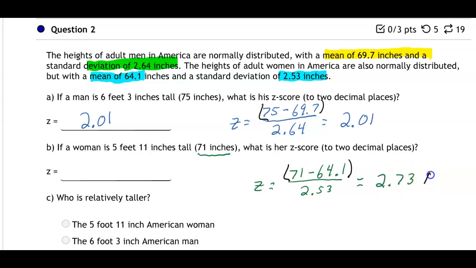So again, the interpretation of the 2.73 here is this woman that is 5 foot 11 inches is 2.73 standard deviations above the mean. And the interpretation for the 2.01 for the man is his height is 2.01 standard deviations above the mean. So then to answer the question here, who is relatively taller? Since the woman's z-score is higher, relatively taller, it would be part C, or sorry, the 5 foot 11 inch woman.